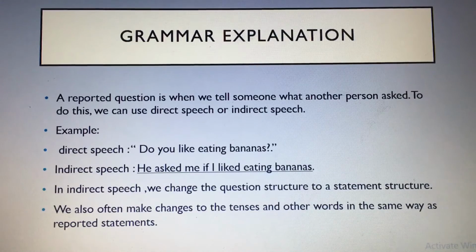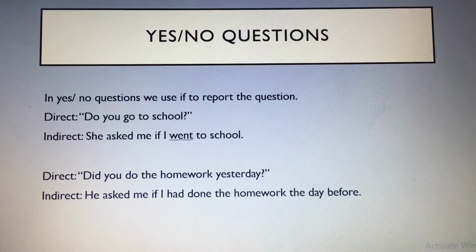Let's start. We have yes or no questions. We will start with yes or no questions. How do we report this kind of question? In yes or no questions we use if to report the question. Usually we use the word if.